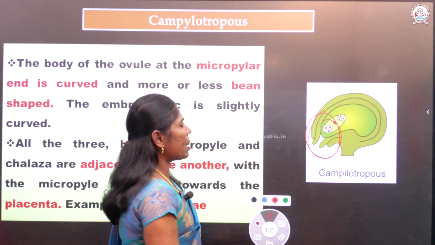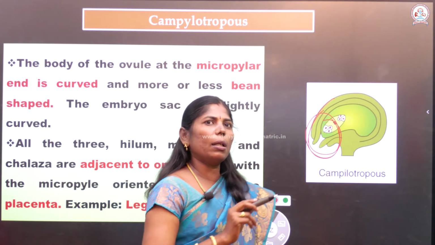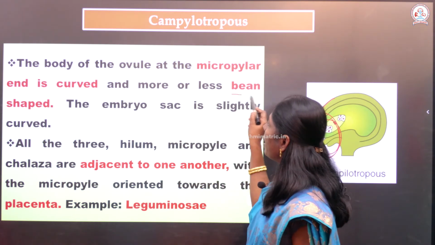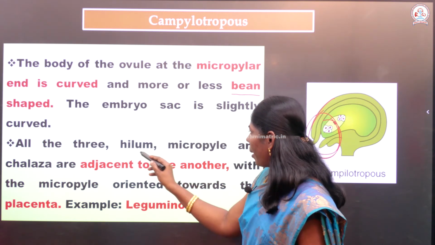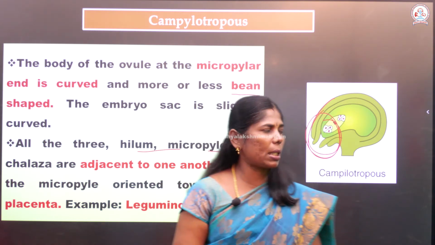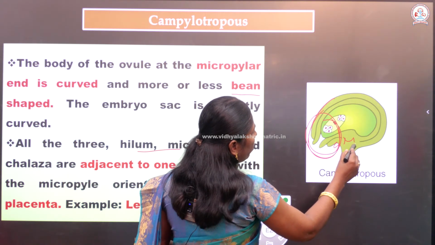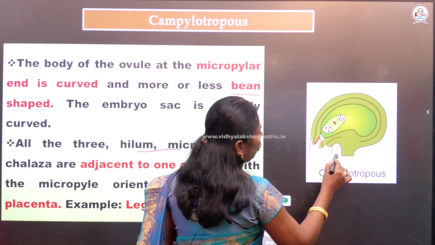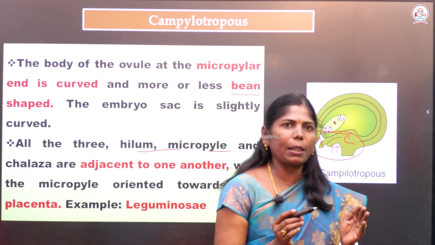But here only the body of the ovule towards the micropylar end is curved, and the curve looks like a bean shape. So here the hilum, micropyle and chalaza are adjacent to each other. This is the hilum region and this is the micropyle. Adjacent means everything is close by.